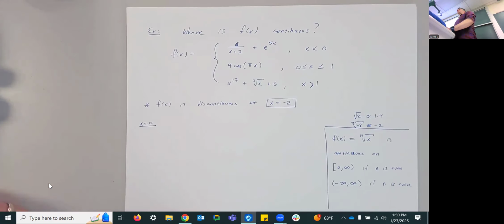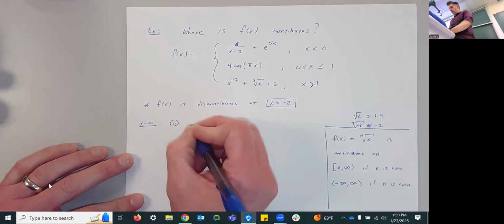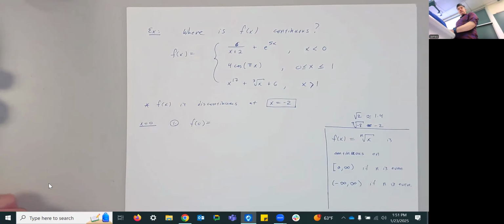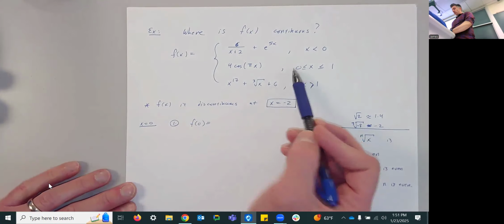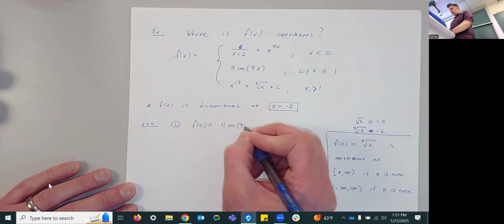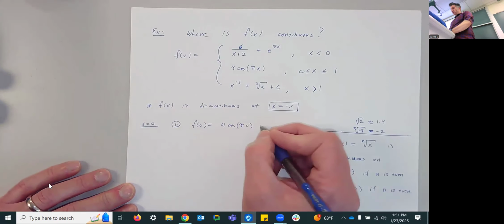And I like to show all the work I can. So here's the work we should show. Step 1, f of 0: plug it into the piece it belongs in, which is the middle piece, where x is defined to be equal to 0. That's going to be 4 times cosine of pi times 0. Cosine of 0 is 1. 4 times 1 is 4.